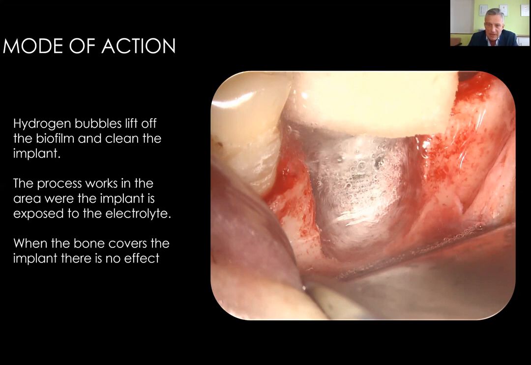Is it necessary to decide the brand of implant, the surface of implant, or the material which is used finally? No, it is not. It works on any surface, on any alloy, so on any brand of implants which are made of metal, of course.